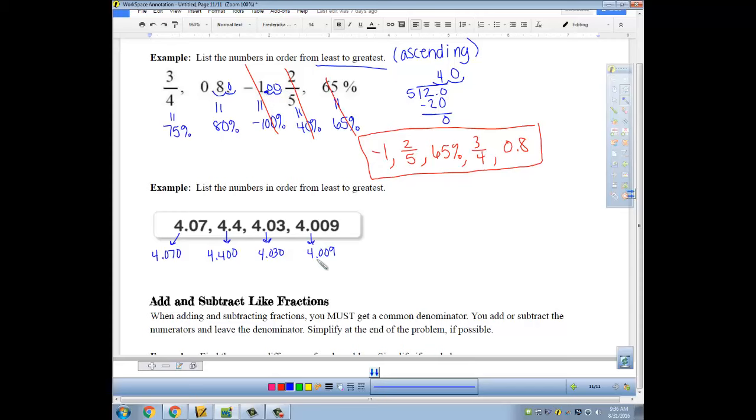So the smallest was the 9, so that was 4.009. The next would be 30, so that was 4.03. Next is 70, so 4.07. And last was the 400, so 4.4.